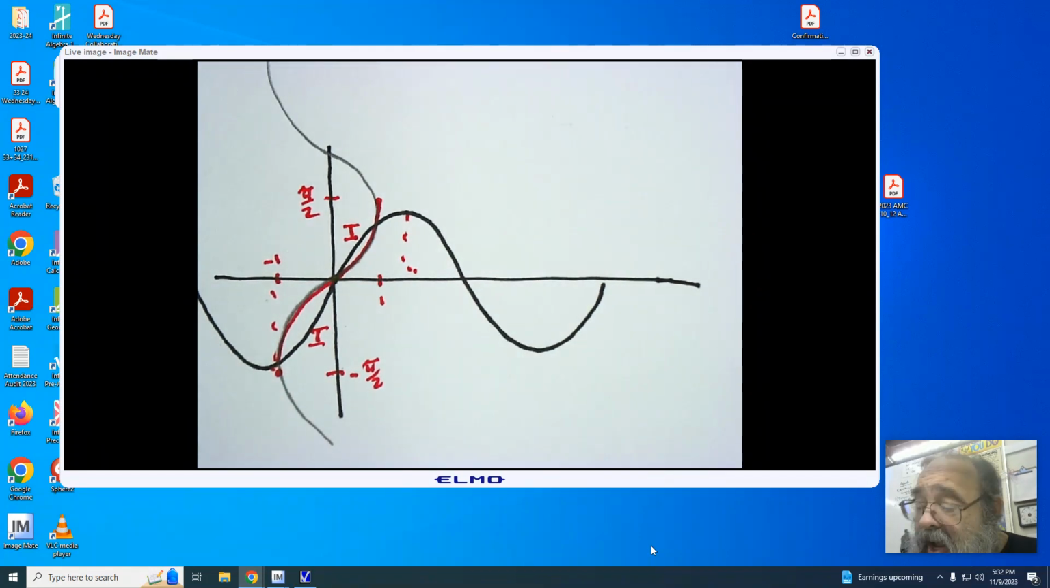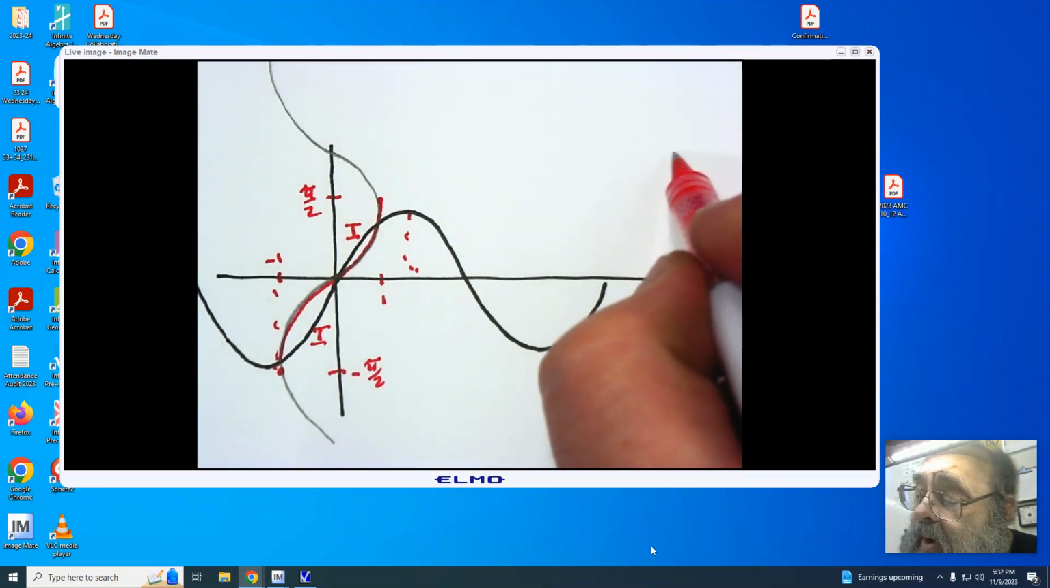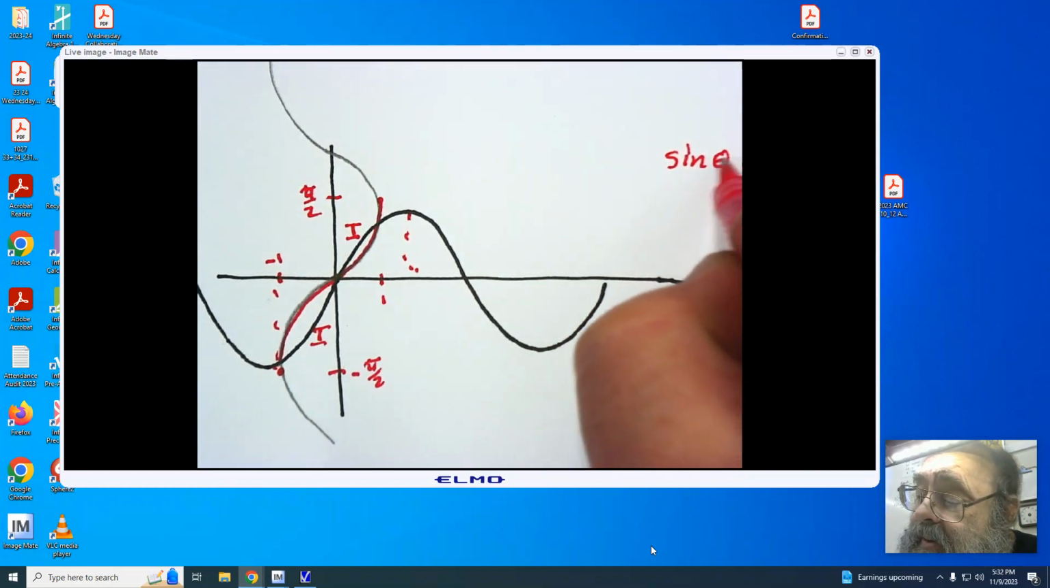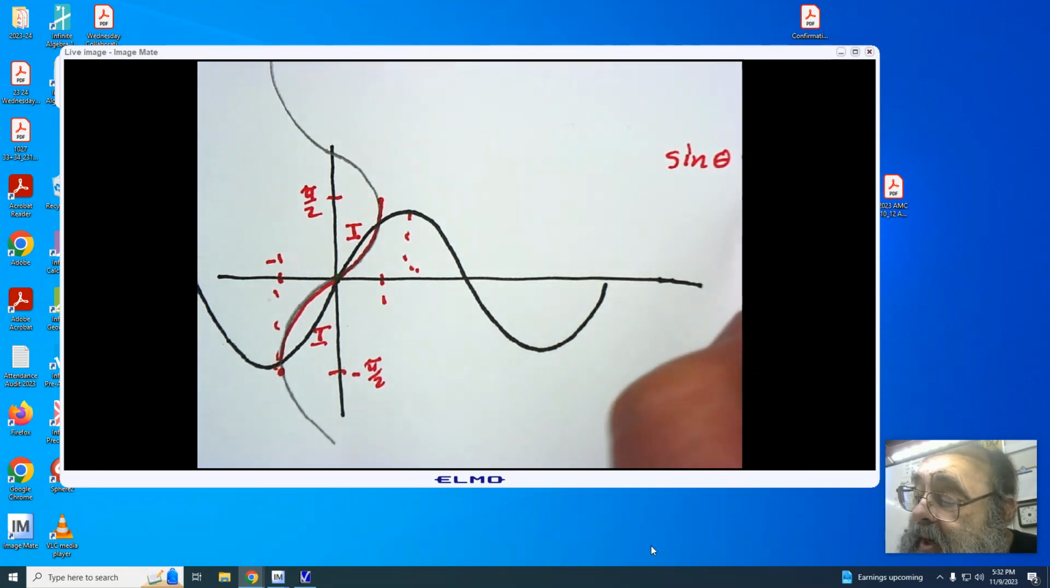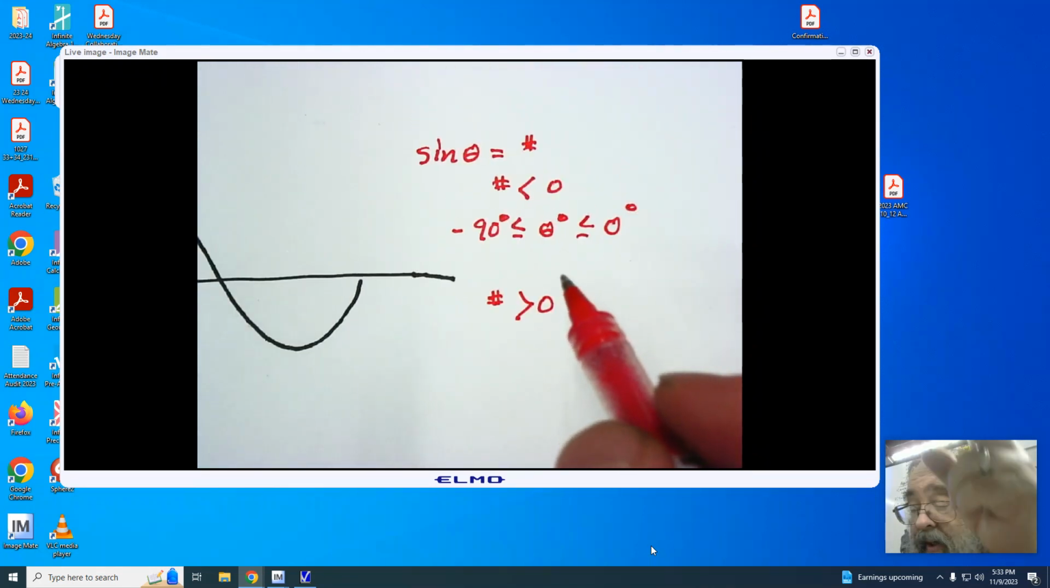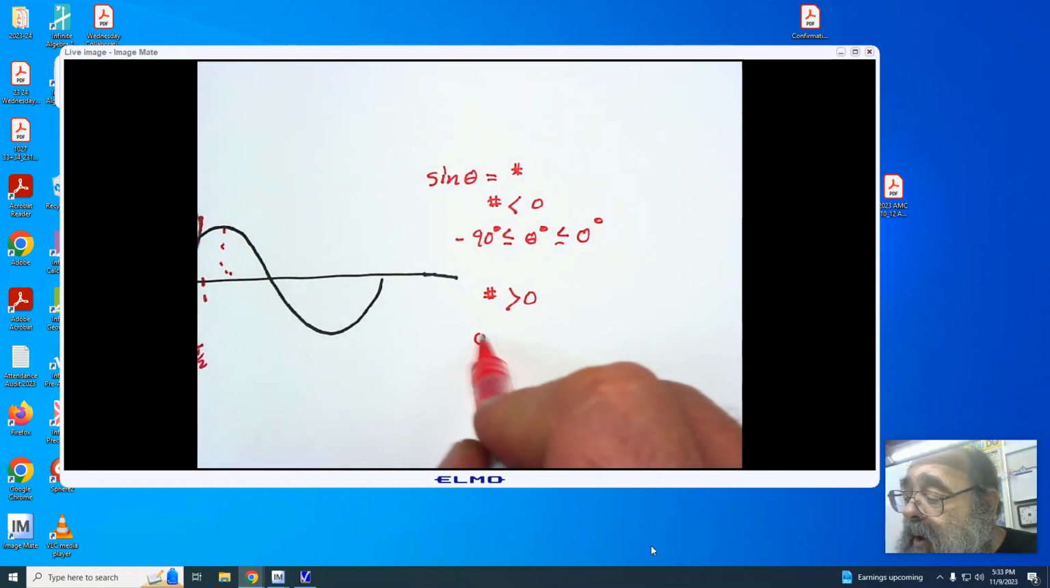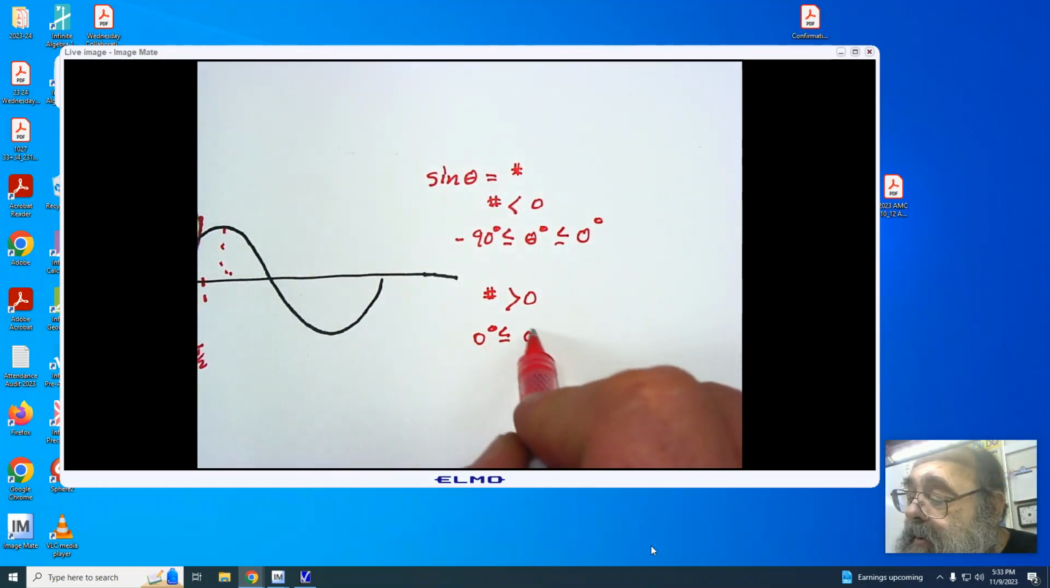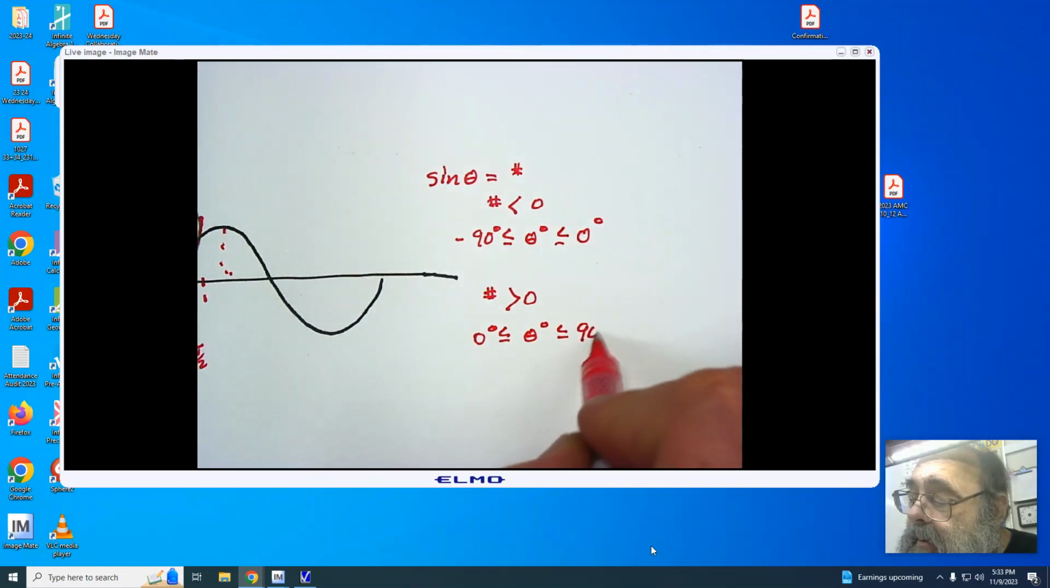The problem with that is, whenever we work with sine on our calculator, we have two possibilities. If I have a sine of an angle equals a number, if the number is less than 0, then I will always get an answer with my calculator in degree mode that is between -90 degrees and 0 degrees. If the number is greater than 0, my answer will be between 0 degrees and +90.